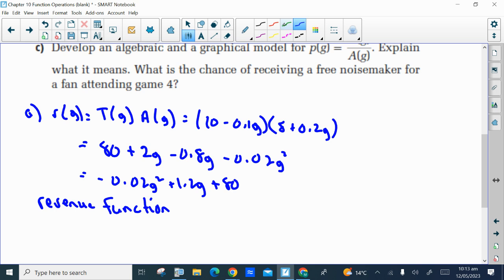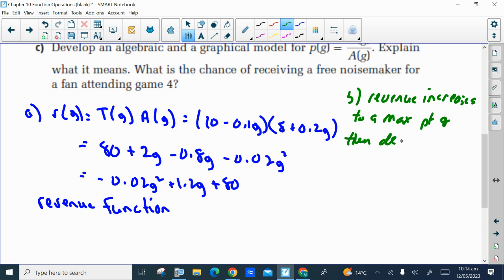So for part B, we can say that revenue increases to a maximum point and then decreases. The max is at 30, 98. This is our maximum revenue.